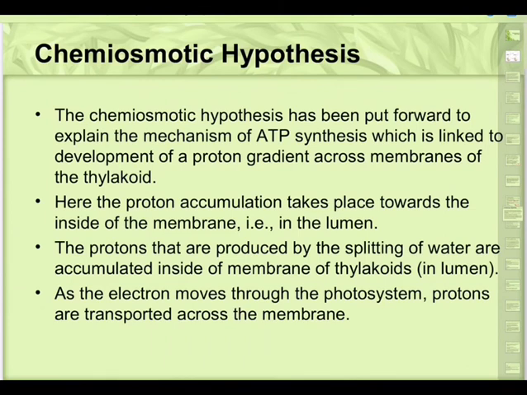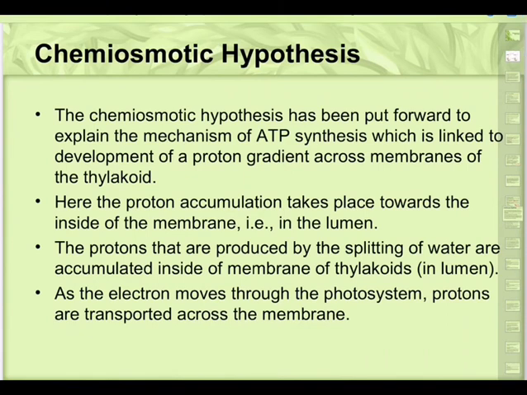How exactly this ATP gets synthesized is explained through a hypothesis called the chemiosmotic hypothesis. It was propounded by Peter Mitchell in 1961 in the case of mitochondria and chloroplast. He was awarded the Nobel Prize for Chemistry in 1978 for this discovery.